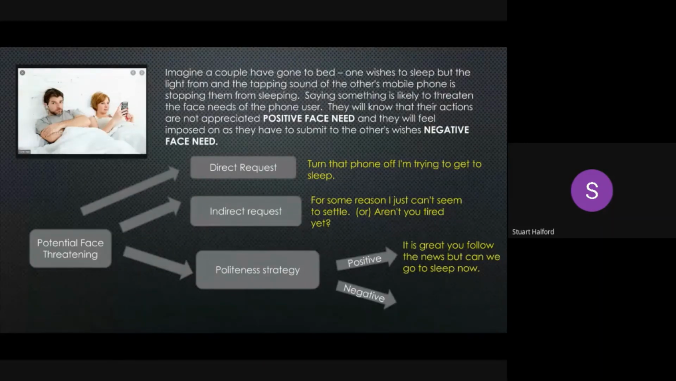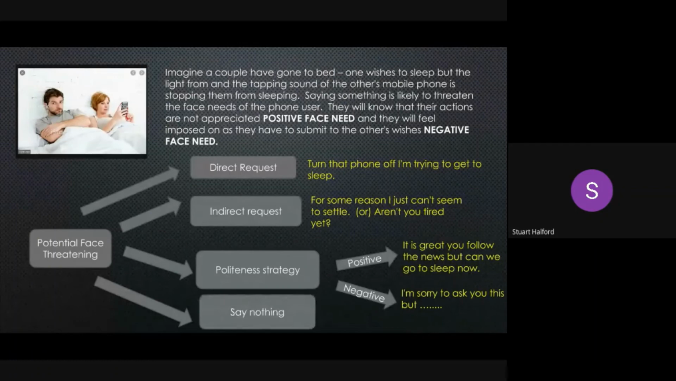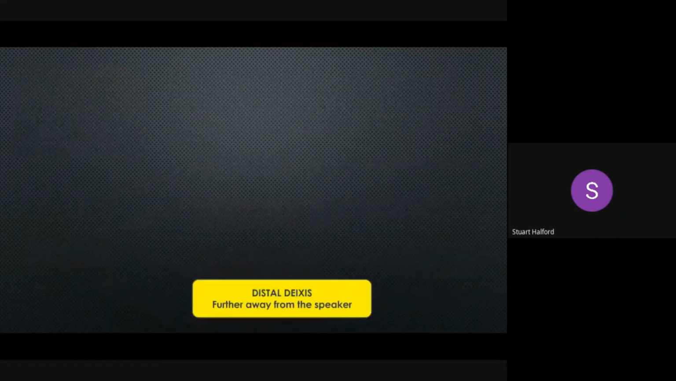Or we can do a negative version. We can fulfill the negative face need and acknowledge that we're imposing on them. We can say, I'm sorry to ask you this, but could you? So that would be an example of negative face need and how we manage that with politeness. Of course, the most polite thing we can do, but the most submissive thing probably, is just say nothing. And that way we don't threaten face at all. So we can avoid that potential face threatening act.